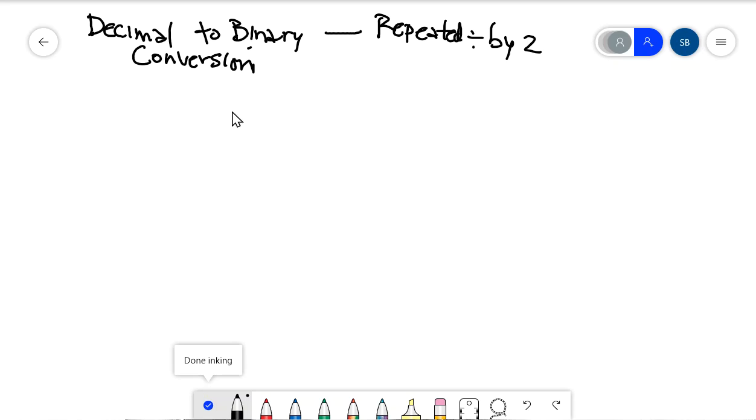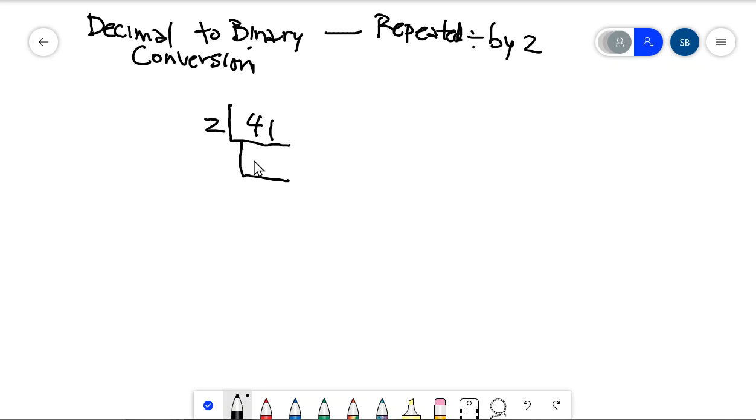Let's use an easy number first, a smaller number like 41. And all I'm going to do is keep on dividing 41 by 2. I'm going to use a little bit different nomenclature than you might be used to. I'm going to put the 2 out here and divide this. And I'm going to draw another little area down below here.